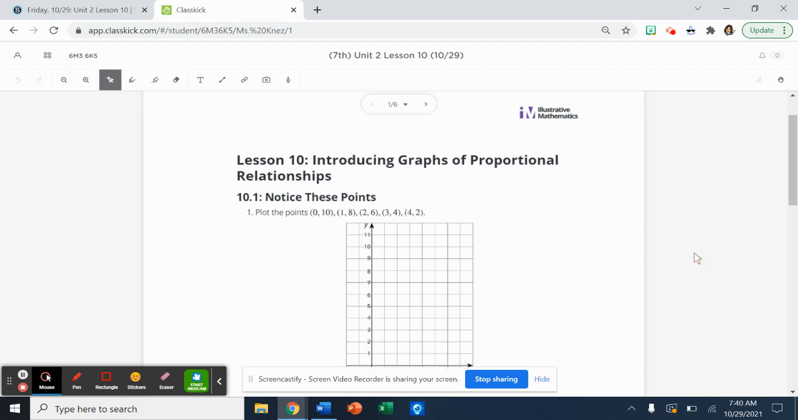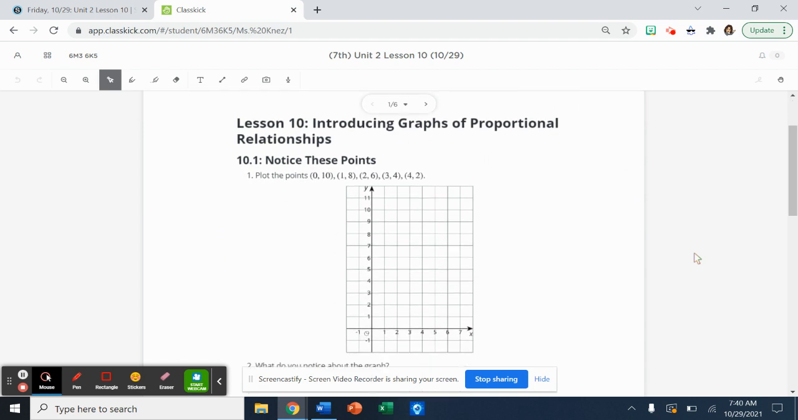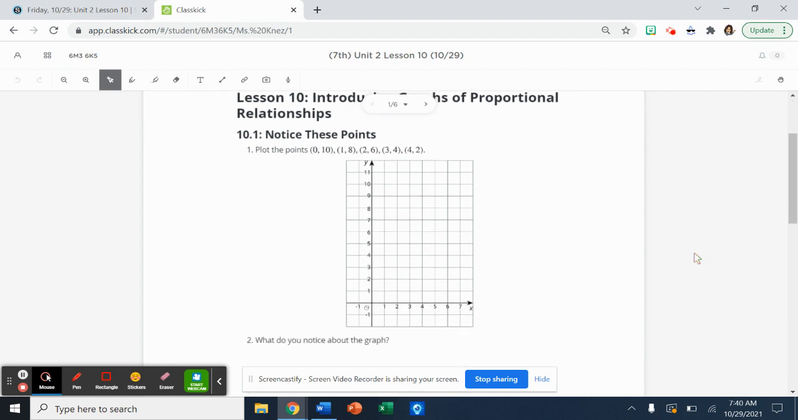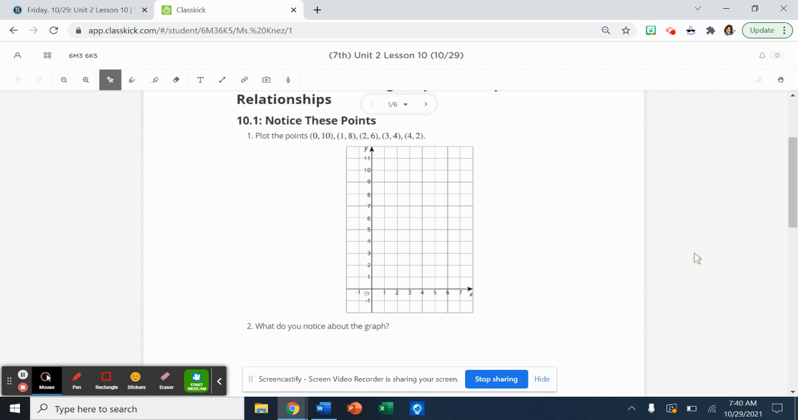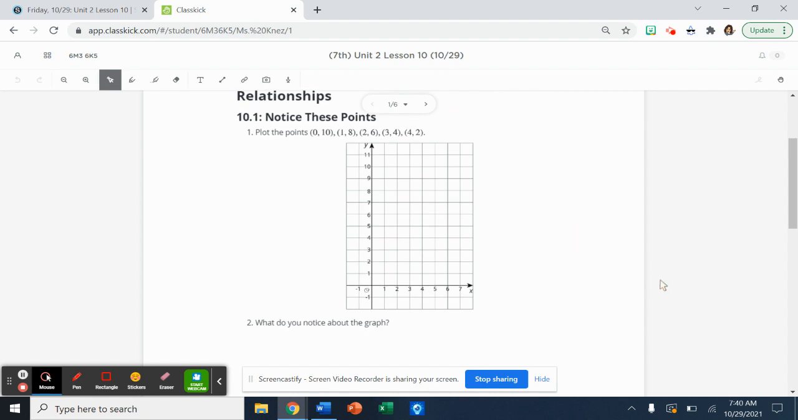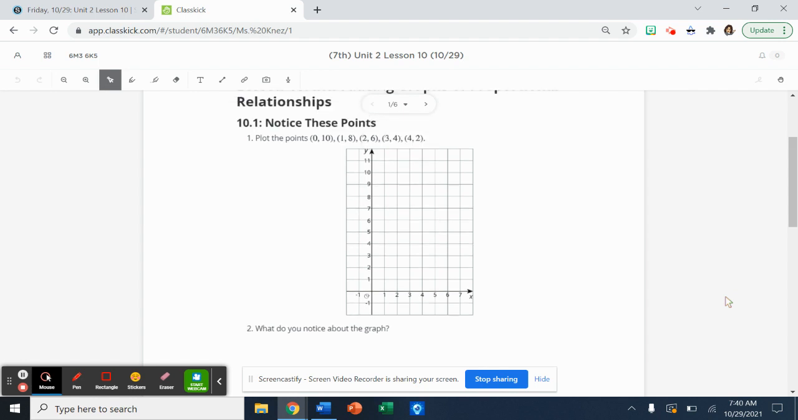In today's lesson, we started talking about proportional relationships and graphs. 10.1 says notice the points. Plot the points (0, 10), (1, 8), (2, 6), (3, 4), and (4, 2). Remember that when we have a coordinate pair like (0, 10), the first coordinate is the x value, which tells you how far to go from side to side. And the second coordinate is the y value, which tells you how far to go up and down.